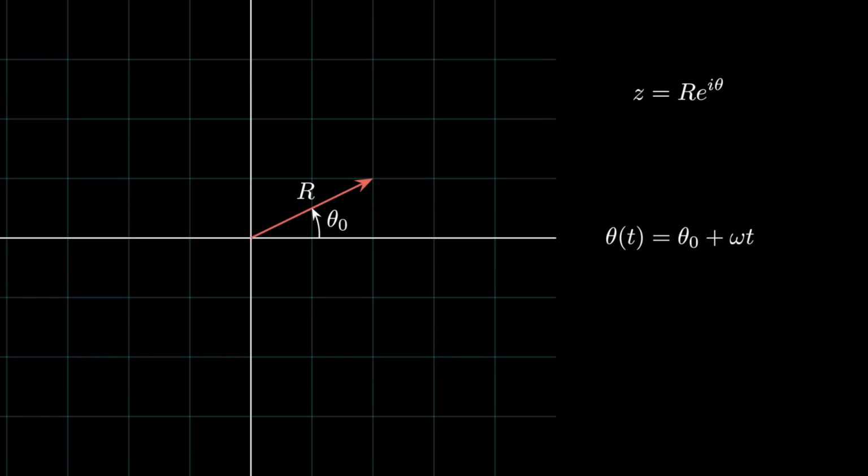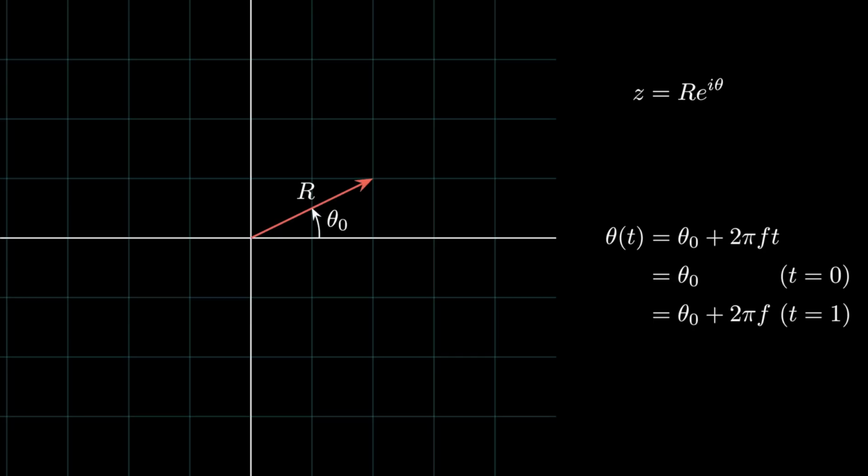Here, theta naught is the initial phase and omega is a constant angular velocity, which can be written in terms of the orbital frequency. This equation shows that the vector begins at t equals 0 with a phase equal to theta naught, and then increases linearly with time, completing f complete rotations in 1 unit of time.